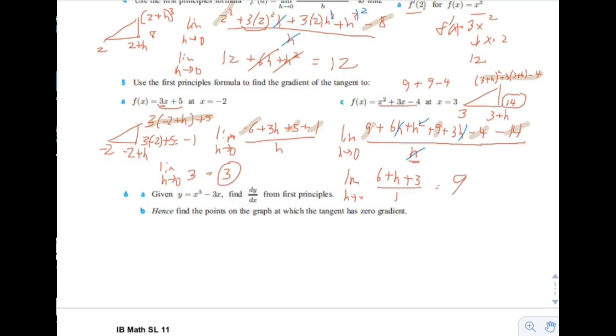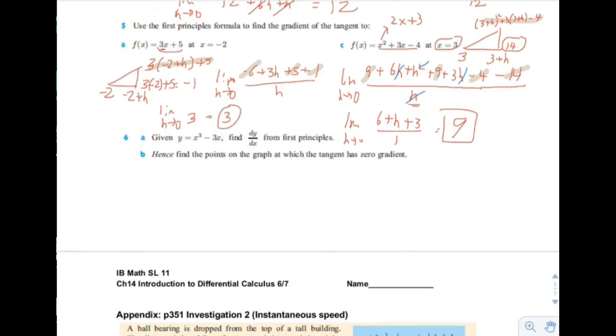And then now let's check to see if that works out. If we use the power rule, then this derivative would be 2x plus 3, and we're plugging in x equals 3. If we put 3 in there, we'll have 2 times 3 is 6, plus 3 equals 9. So yeah, it worked out.